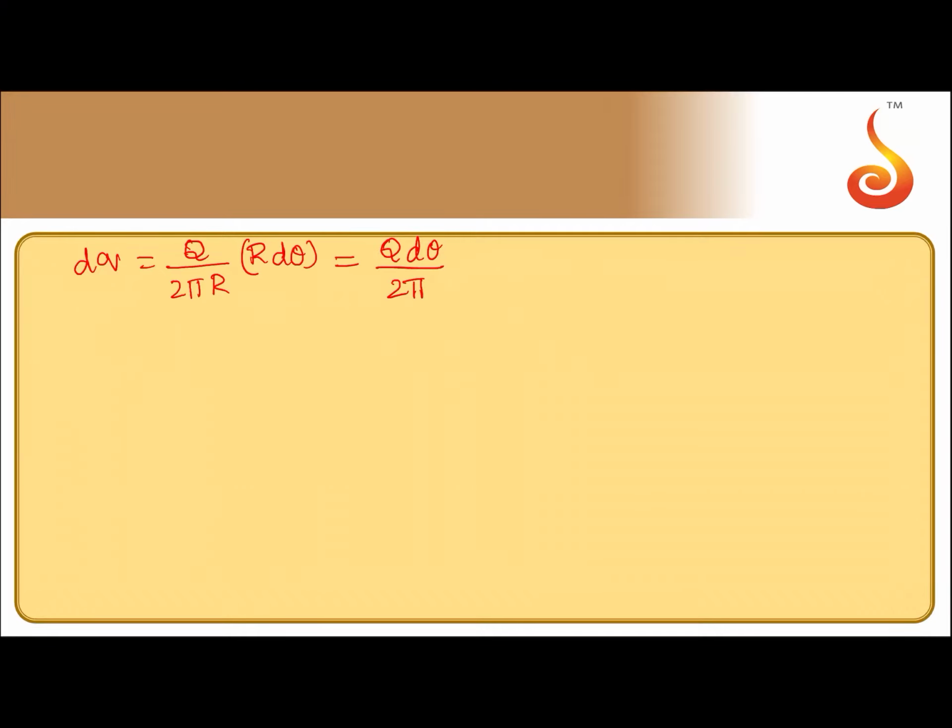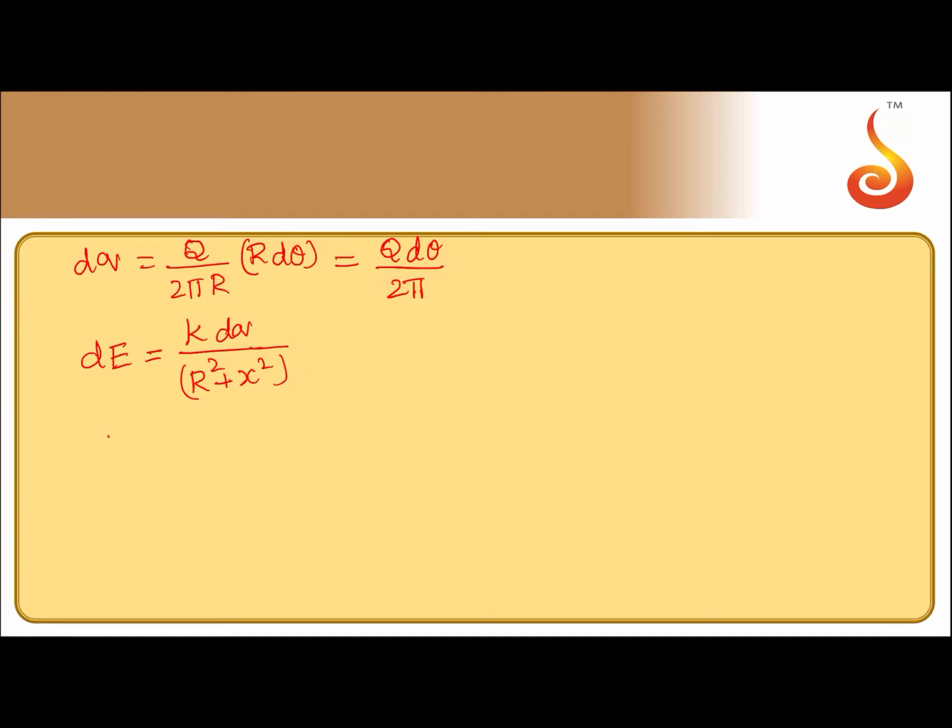Now the electric field at point P due to this small charge will be dE is equal to k dq divided by r square plus x square, from the diagram using Pythagoras theorem. Now this field can be resolved into two components, one along the axis, one perpendicular to the axis. By symmetry, the components perpendicular to the axis get nullified. So the resultant field will be along the axis of the ring.